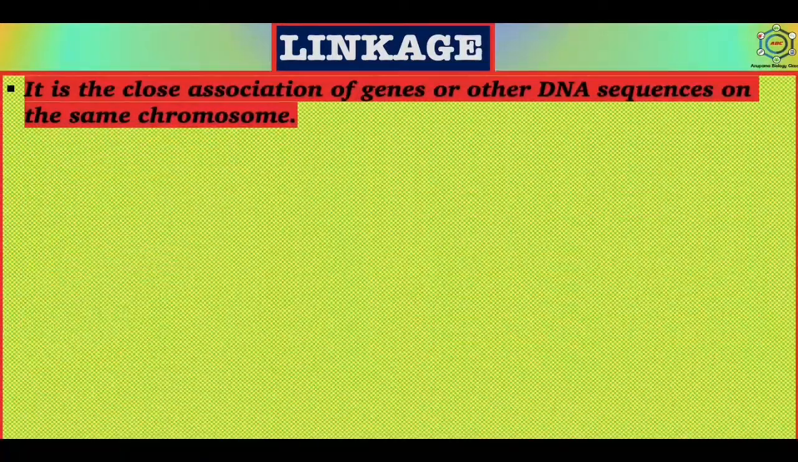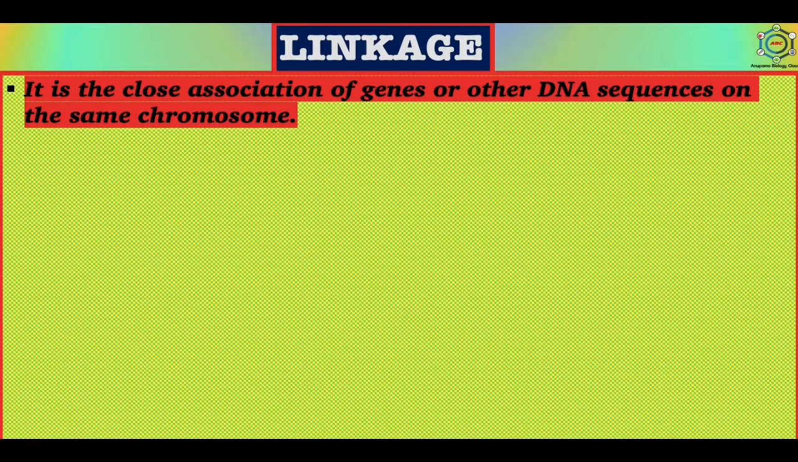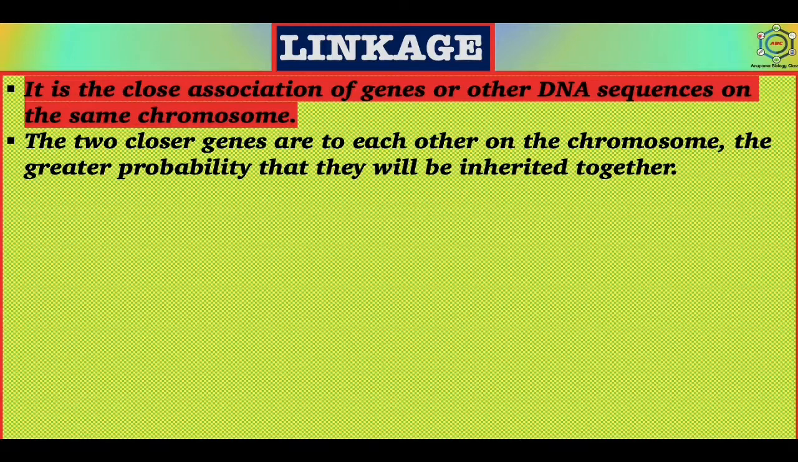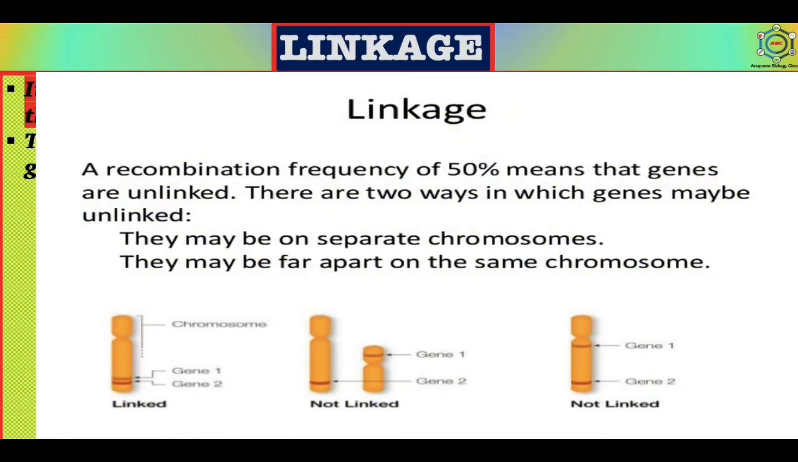So what is linkage? Linkage is the close association of genes or other DNA sequences on the same chromosome. The closer two genes are to each other on the chromosome, the greater the probability that they will be inherited together. In case of linkage, a recombination frequency of 50% means that genes are unlinked. There are two ways in which genes may be unlinked: they may be on separate chromosomes, or they may be far apart on the same chromosome.